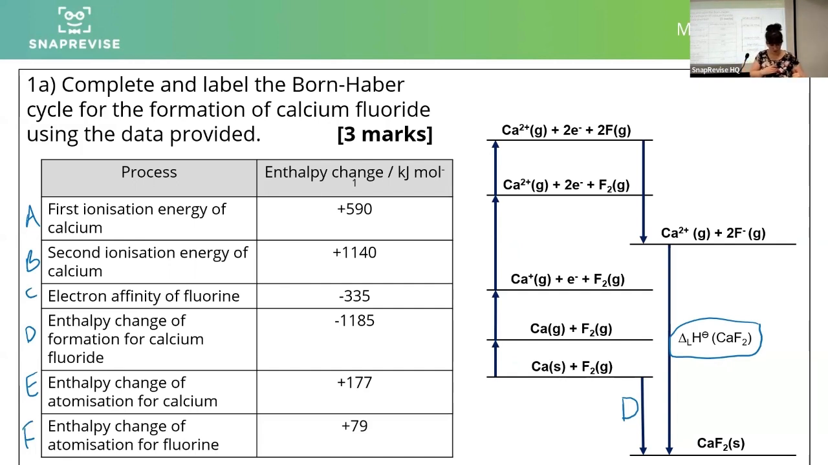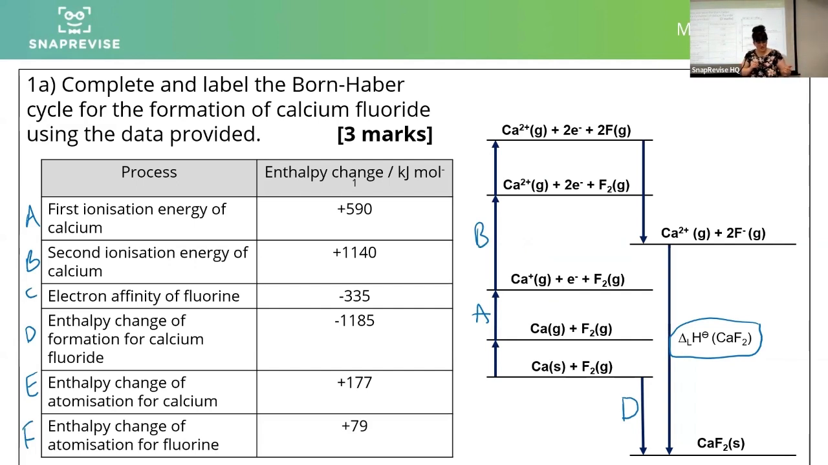What else do I know? So ionization energies, I feel quite confident with. A is the first ionization energy of calcium. First ionization energy is calcium losing its first mole of electrons, so starting with a gaseous atom, ending with a gaseous ion. So that must be that process there. That arrow is A. B is the second ionization energy of calcium. We've got the first one going to the second one, so that makes my life a little bit easier. So that's B.